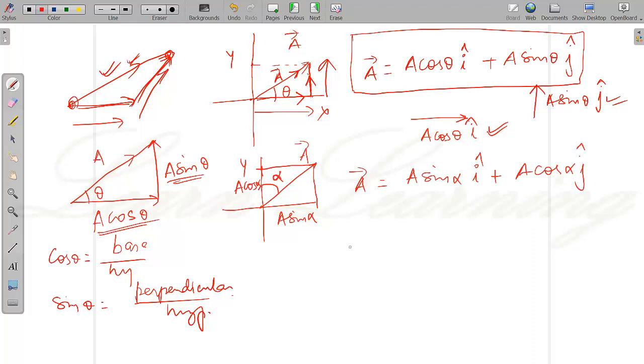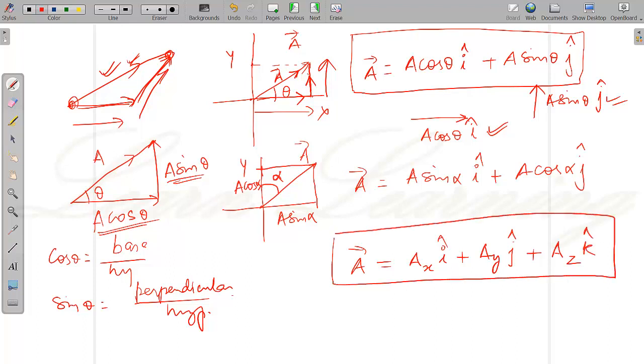If it is also included with the z-axis, some component will come along the z-axis also. So you can write whatever component comes along the x-axis with i cap, plus whatever component comes along the y-axis with j cap, and whatever component comes along the z-axis with k cap. So this vector A can be split into ax i cap, ay j cap, and az k cap. Right? We'll see this by examples.